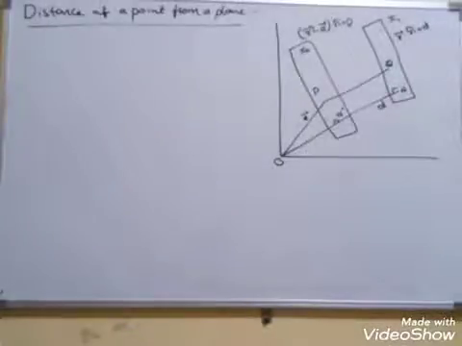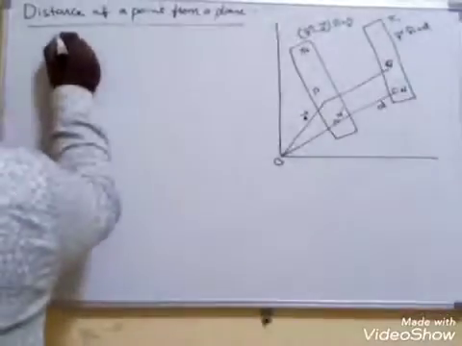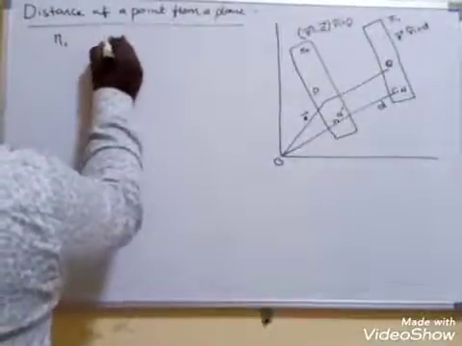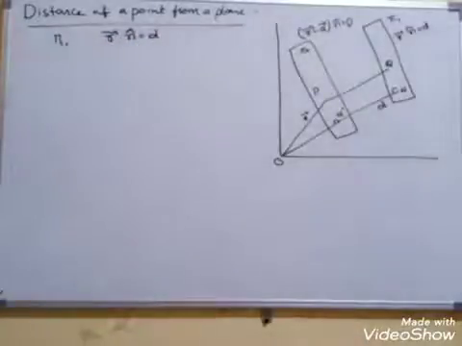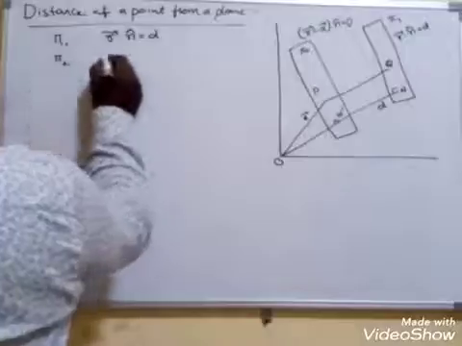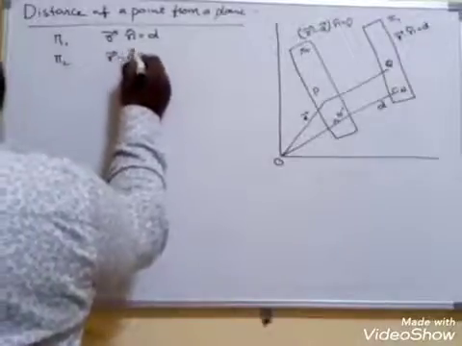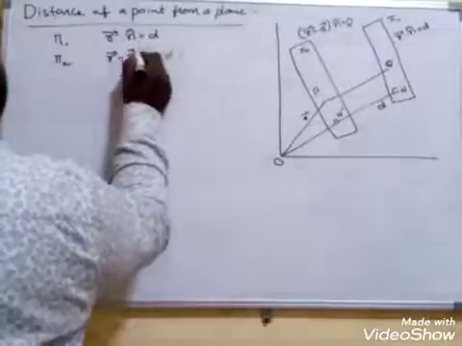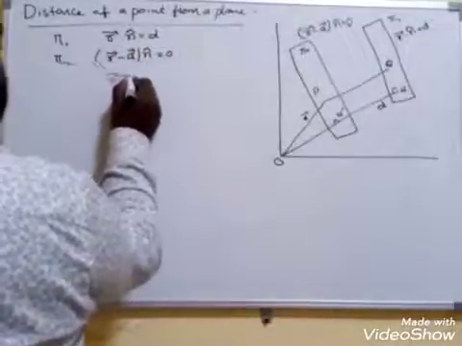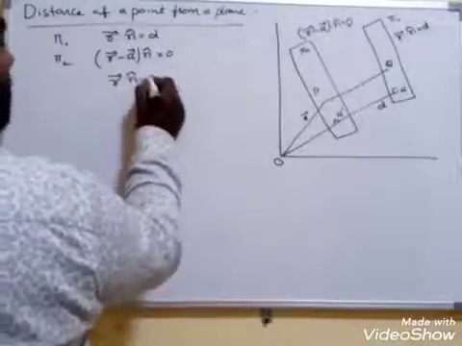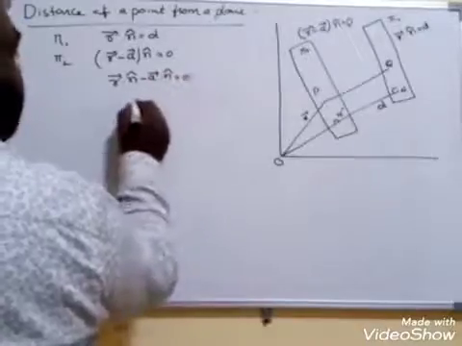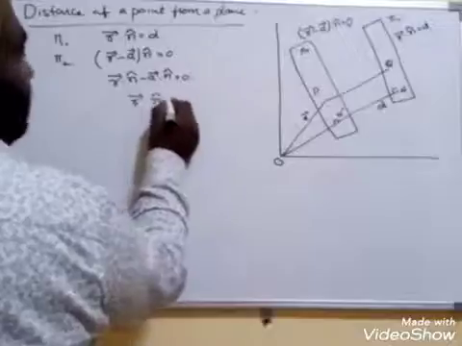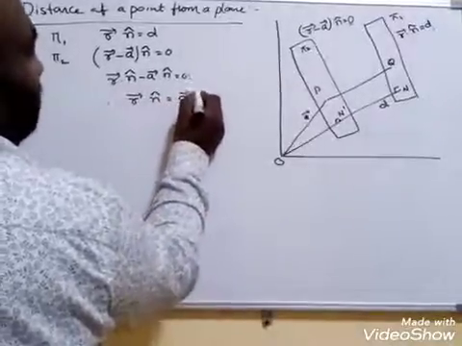Now what is the given equation? The equation of pi1 is r bar dot n cap is equal to d. Now what is the second plane? The equation of the plane pi2 is r bar minus a bar dot n cap is equal to 0. Then we get r bar dot n cap minus a bar dot n cap is equal to 0. Therefore, the equation of the plane is r bar dot n cap is equal to a bar dot n cap. This is the same plane now.